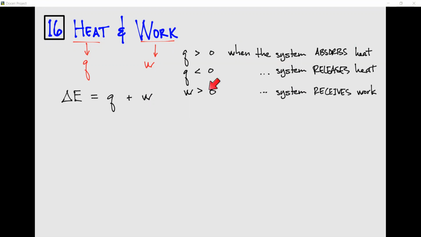For work, if the system is the one that's receiving work, then it gets added into the system and that's going to be a positive value. Otherwise, if the system is the one that's performing work, which requires energy, work would have a negative sign. Because again, it's being subtracted from the system if the system is the one performing work.